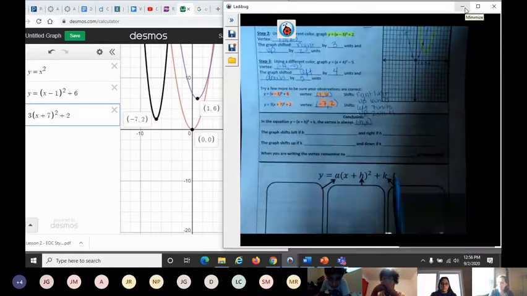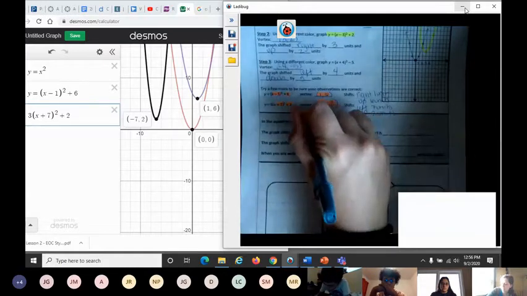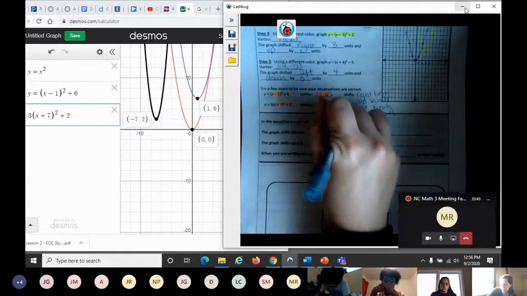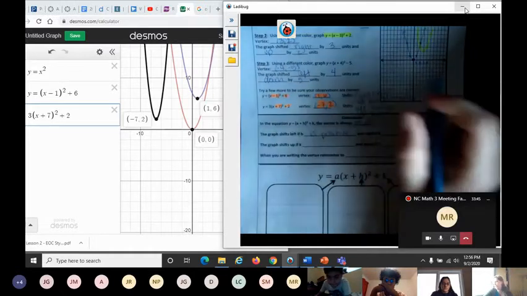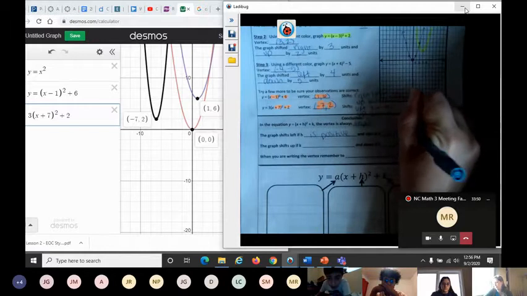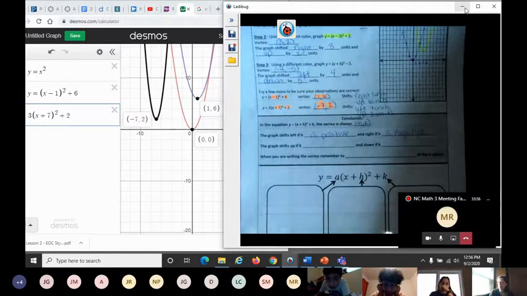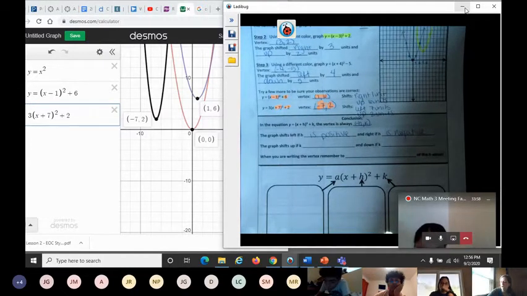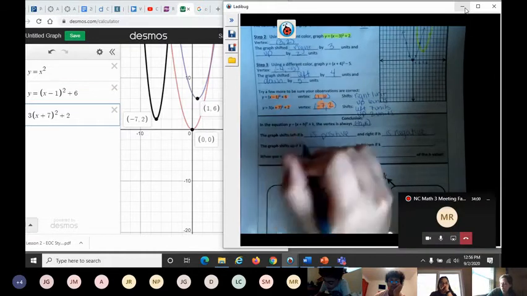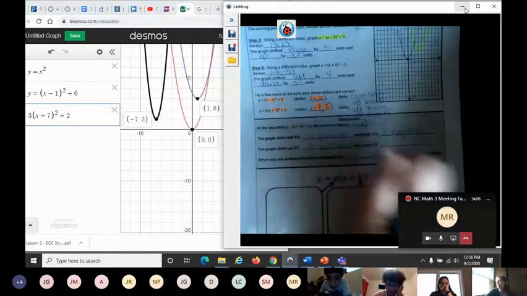And it says the graph shifts left if h is positive and right if h is negative. Okay, so write these down. This is really important. And it shifts up if k is positive and down if k is negative.